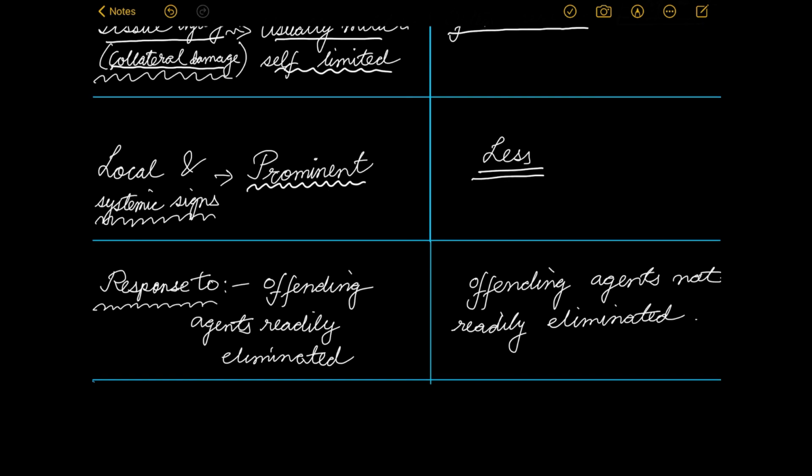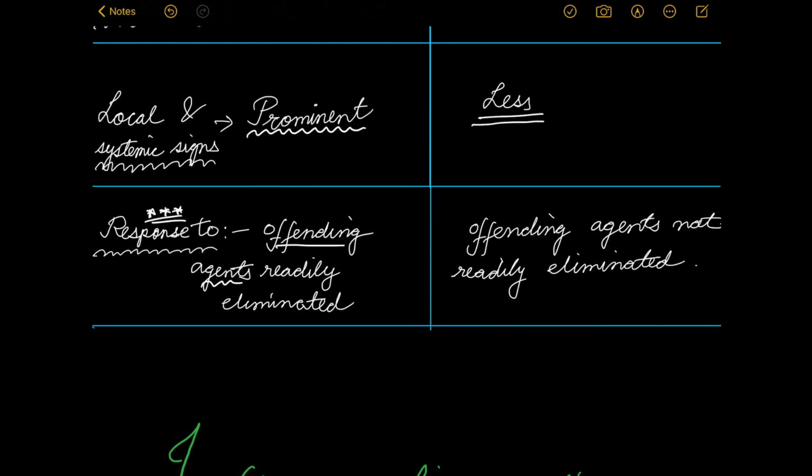Now, the offending agents, this is what I had mentioned before, and this is the point which will actually define what acute and chronic inflammation mean. From this point I will explain the entire acute and chronic inflammation, and I hope you will be able to understand them and not just mug up. The objective here is not to mug up but to understand. In acute inflammation, offending agents are readily eliminated, whereas in chronic inflammation they are not readily eliminated.